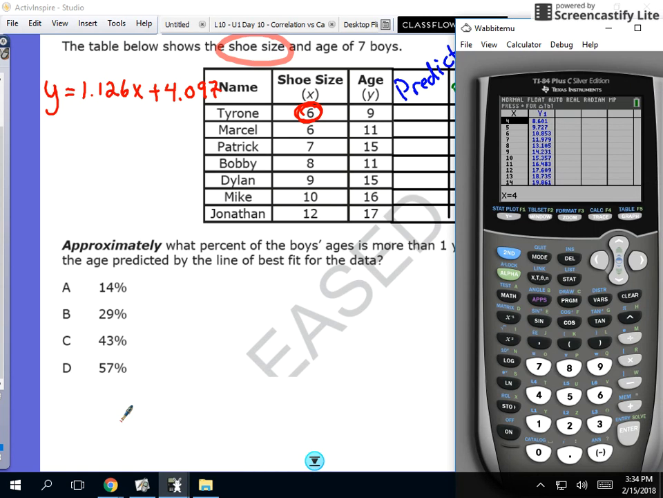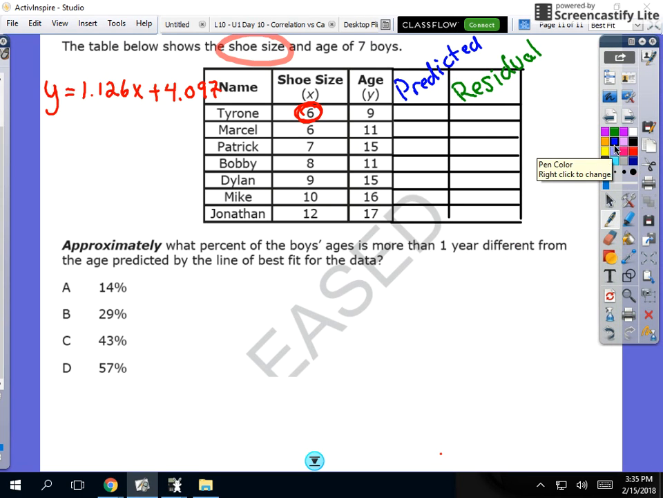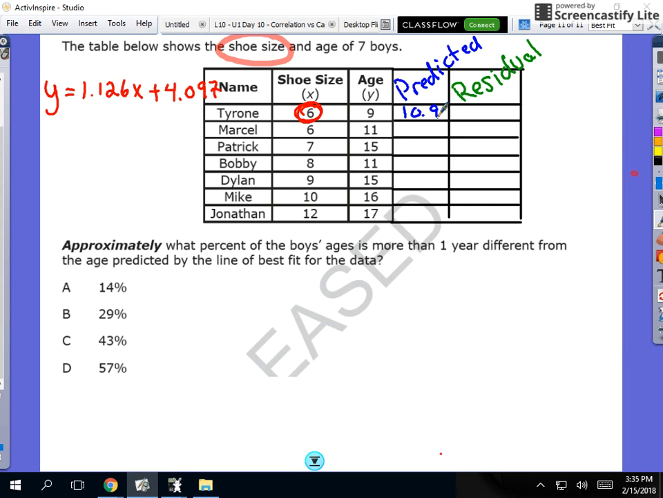Look at your table. I'm going to go down here to 6. Our predicted age, we're going to have to estimate here, is about 10.853. I'm going to round to the nearest 10th, so 10.9. All right, so let's write that in. Our first predicted amount for size 6 is 10.9. And look at that, the next one's also 6, so I'm going to go ahead and write in 10.9.